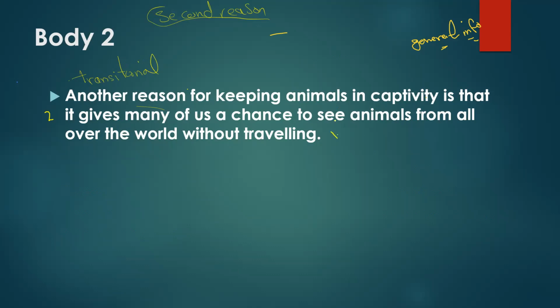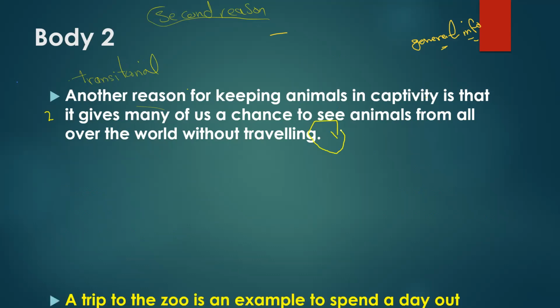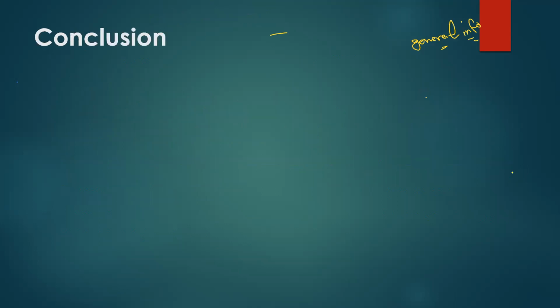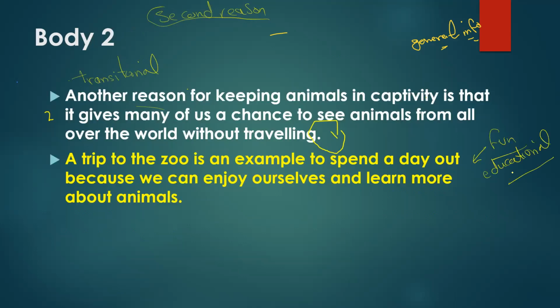This is his reason. Let's see how he supported the reason. Here is an example. A trip to the zoo is an example of a way to spend the day out, because we can enjoy ourselves and learn more about animals. So here he considered the experience of seeing animals as a sort of fun and as something educational, as it can teach him or help him learn more about animals. So he thinks keeping animals in cages or in zoos is also beneficial.